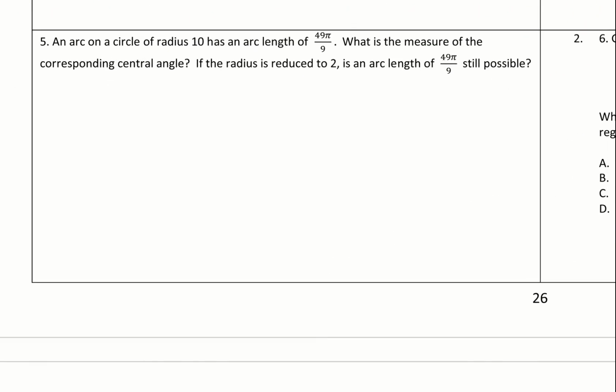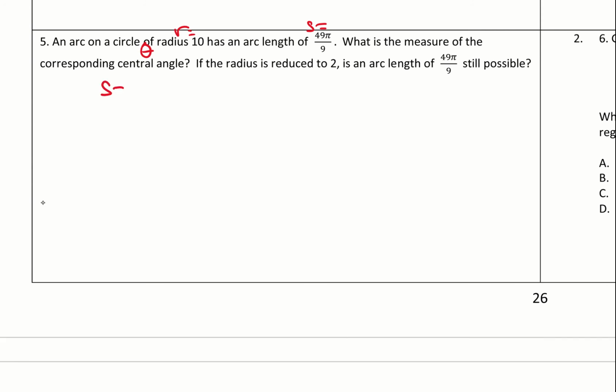So for number 5, an arc on a circle of radius 10 has an arc length of 49 pi over 9. So that's our S, and that's our R. What is the measure of the corresponding central angle? So we want to find theta. If the radius is reduced to 2, is an arc length of 49 pi over 9 still going to be possible here? Okay, so let's go ahead and calculate the corresponding central angle first.